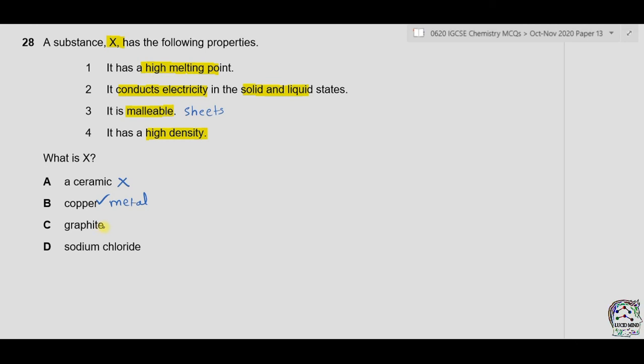C is graphite. Now graphite also has high melting point. It can conduct in solid and liquid form, but it is not malleable. D is sodium chloride. It has high melting and boiling point, but sodium chloride is a bad conductor in solid state as the ions are not free to move. The correct answer is therefore B.